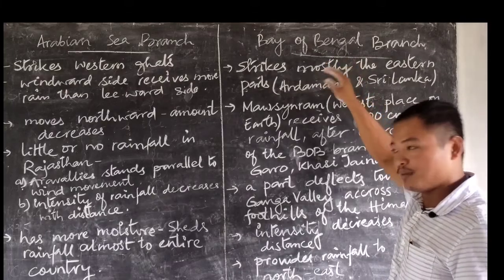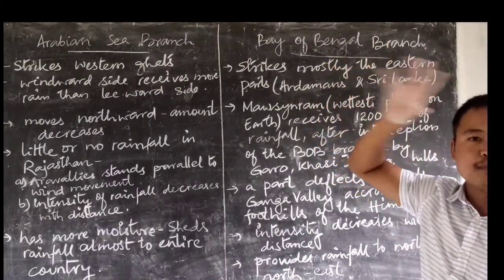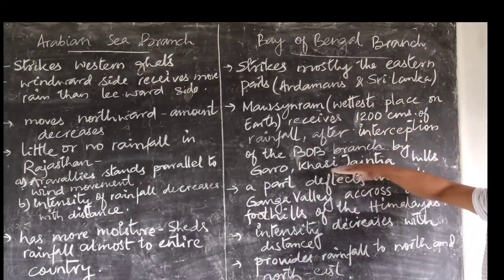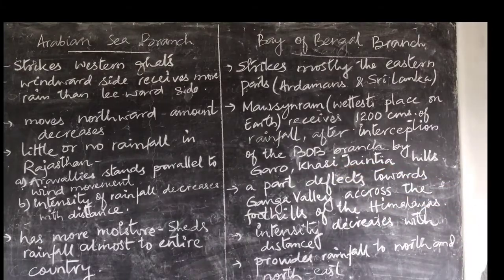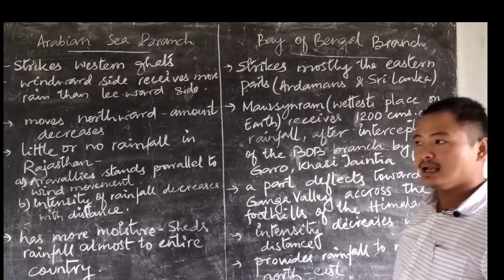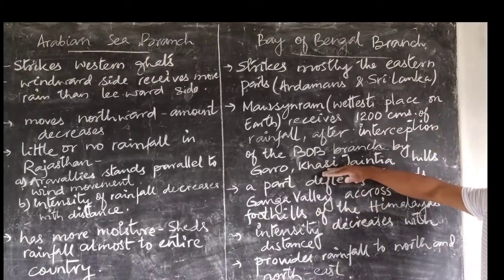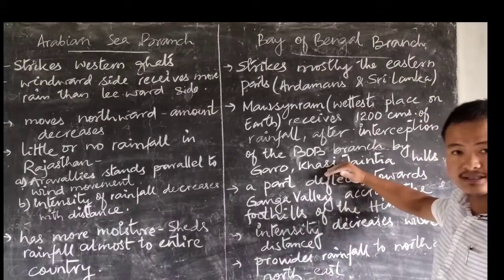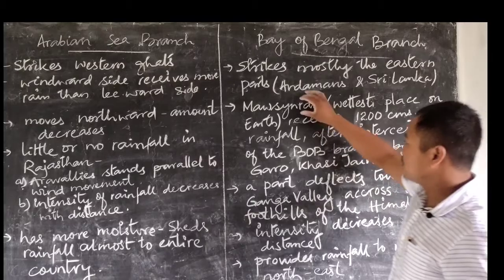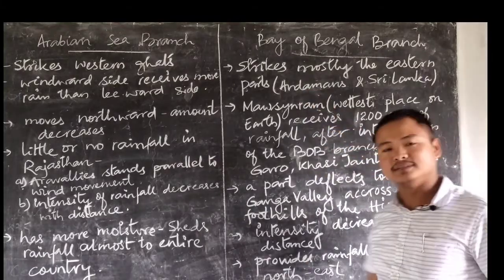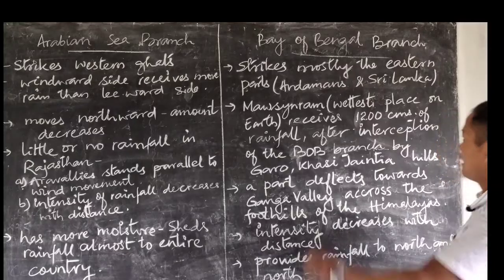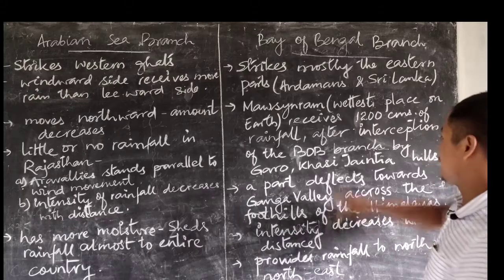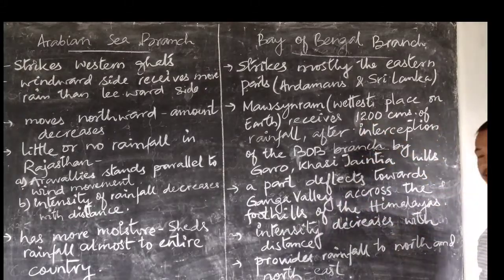But because of low pressure formations over the Myanmar region, the Bay of Bengal branch gets attracted towards it. But while blowing through those regions, a part of this Bay of Bengal branch is obstructed by the Garo Khasiya Jaintia hills in the northeastern states of India. As the Bay of Bengal branch strikes the Garo Khasiya Jaintia hills, the small town of Mawsynram in Meghalaya happens to receive the heaviest rainfall on this earth, with annual rainfall of approximately 1200 centimeters.